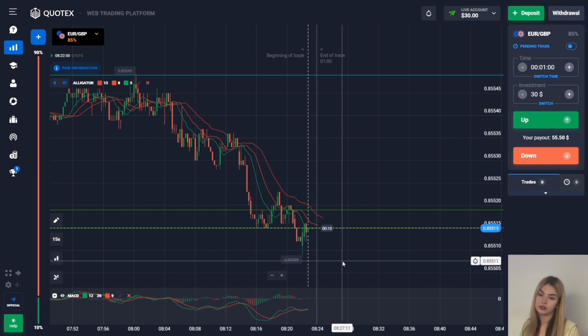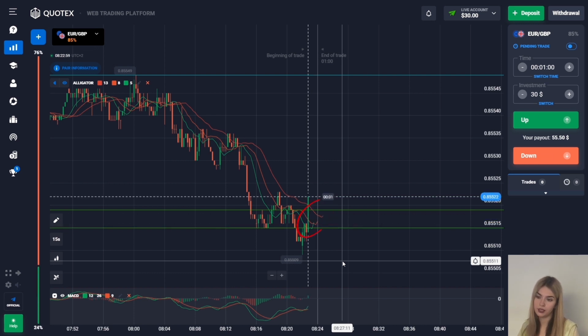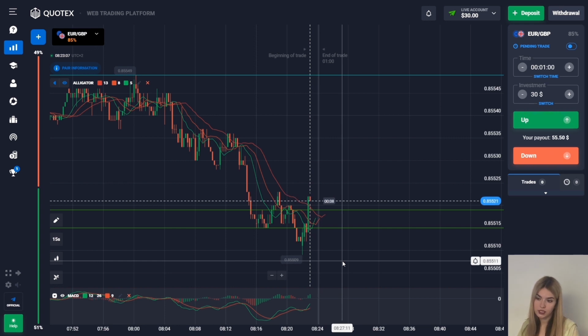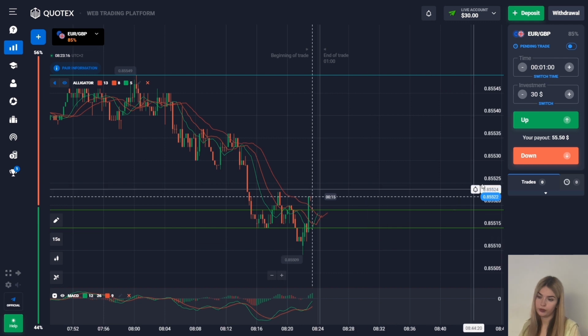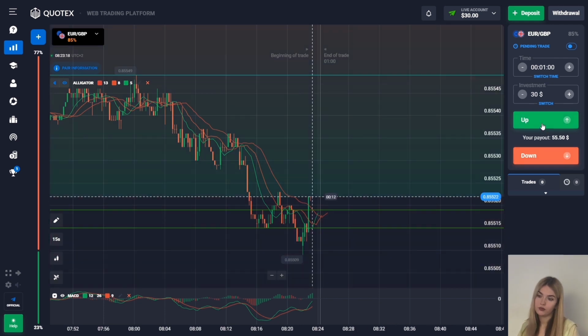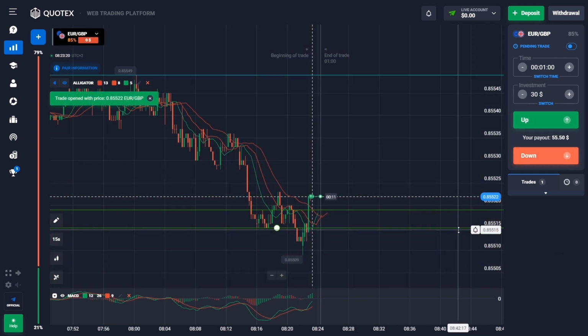We see a downtrend on the chart. The price has updated the previous minimum. We also see that the green line of the alligator crosses the other lines from bottom to top, which indicates a change in the trend to bullish. The same signal is seen on the MACD oscillator, since the main line of the indicator crosses the red signal line from the bottom up, and the histogram appears above the zero level. Therefore, guys, I decided to open a deal to go up for 1 minute.